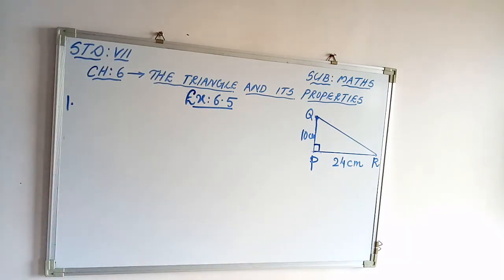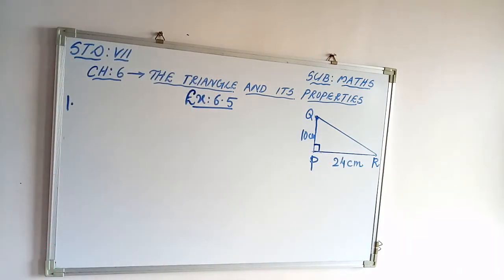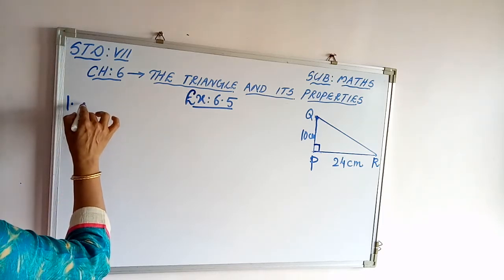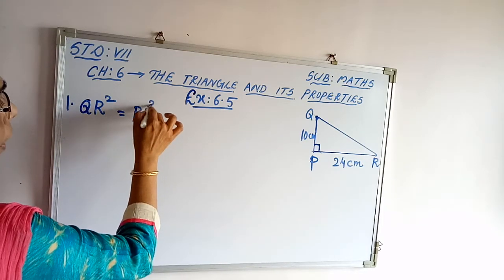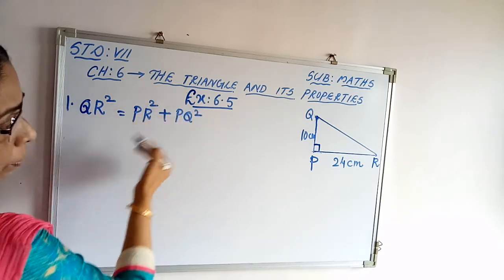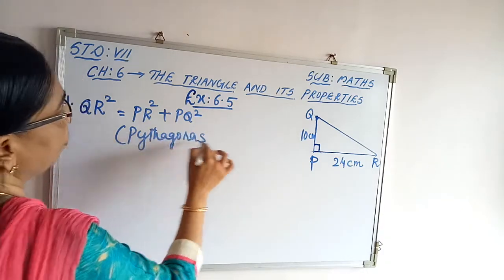You know that in the diagram, the triangle PQR is right-angled at P. QR is the hypotenuse. So we can use which property? Pythagoras property. So in triangle PQR, angle P is the right angle, that is angle P is equal to 90 degrees. Therefore QR is the hypotenuse. So using the Pythagoras property, we can write QR square is equal to PR square plus PQ square.